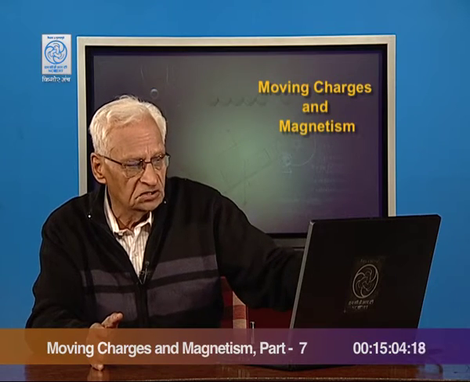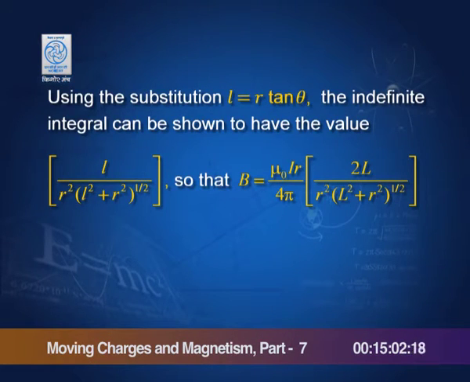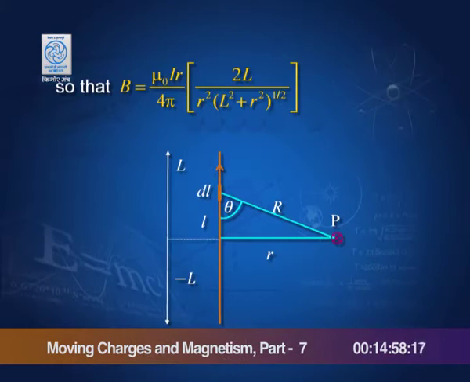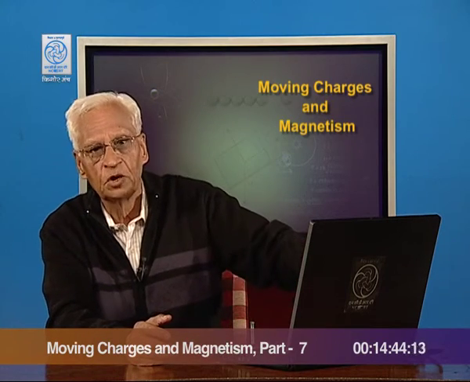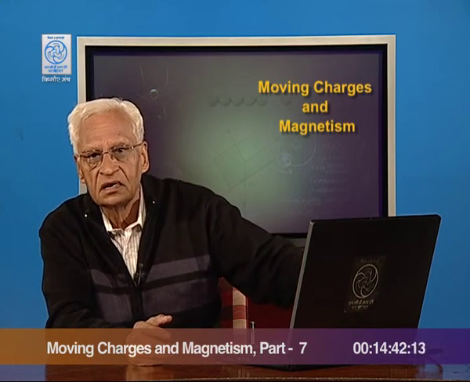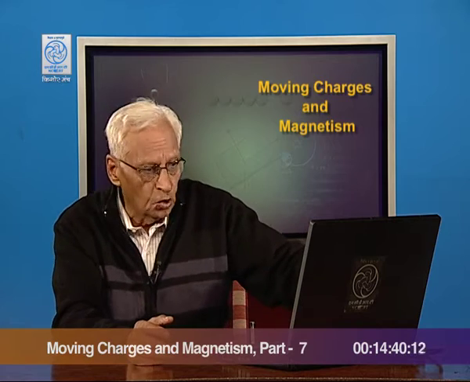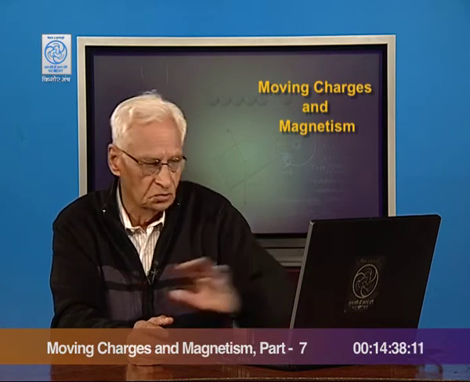And now, you can use the substitution L equal to r tan theta and integrate, and what you get is this result: B is equal to mu 0 I r by 4 pi into the quantity within brackets, which is 2 L by r squared into (L squared plus r squared) raised to power half. Again, we used some trigonometry and some results from integration, which I hope you are able to do.